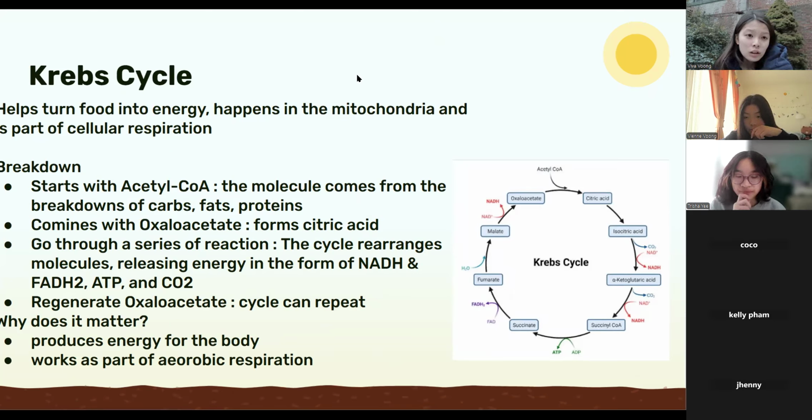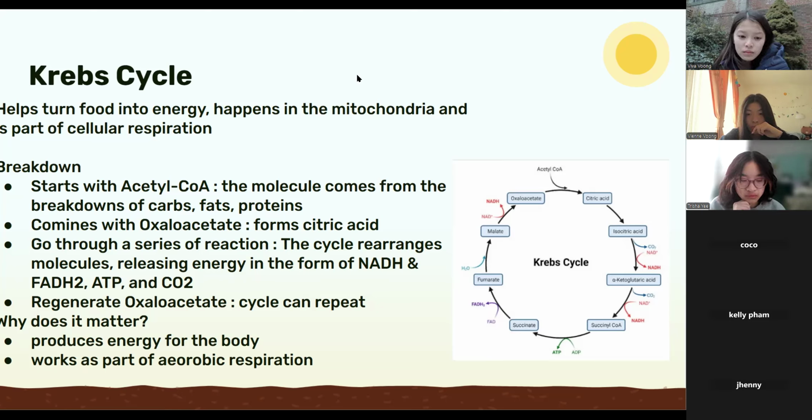And then next, a series of reactions occur which rearrange molecules and release energy. The energy is released in the form of key molecules, which are NADH and FADH2, which help make more energy later, and ATP, which is used for immediate energy, and CO2, which we breathe out as waste. And then at the end, oxaloacetate is regenerated, so the cycle can repeat over and over.